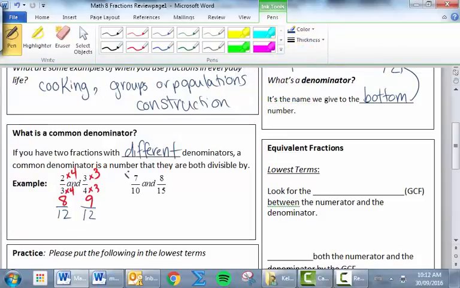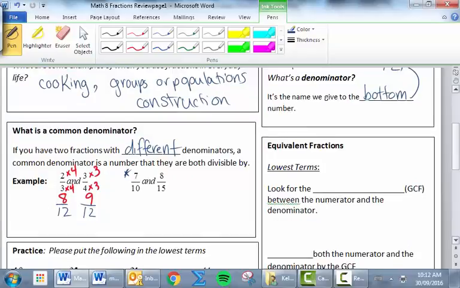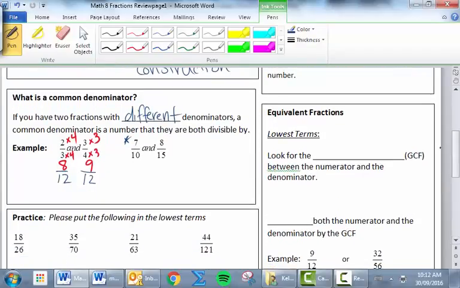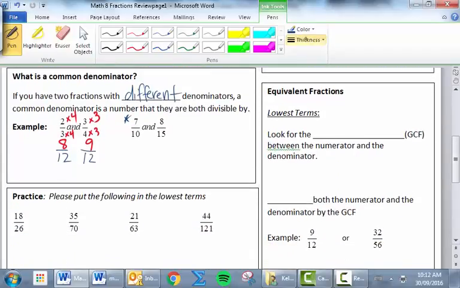So why don't you try this one on your own? And when you're ready, you can unpause the video and talk about equivalent fractions.